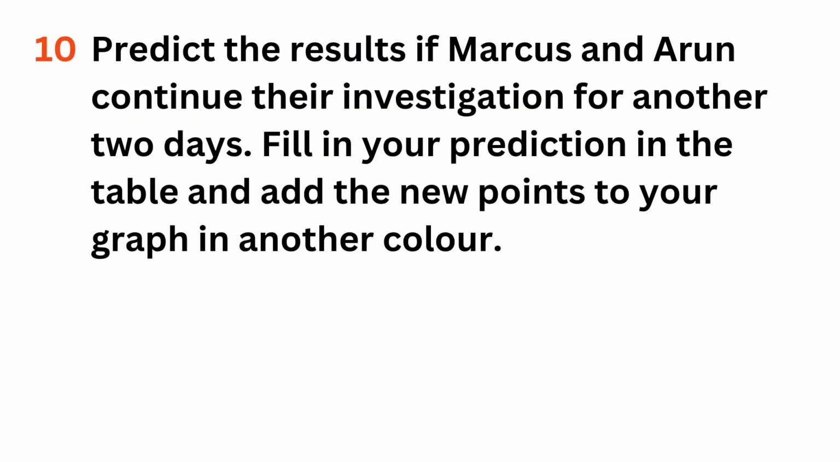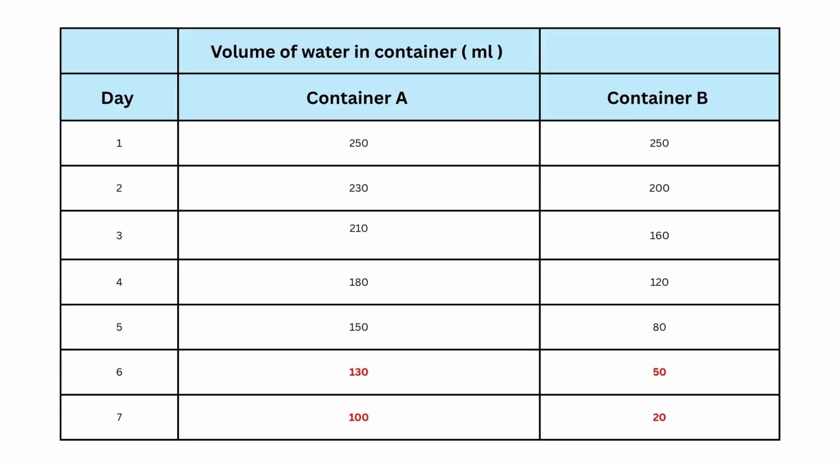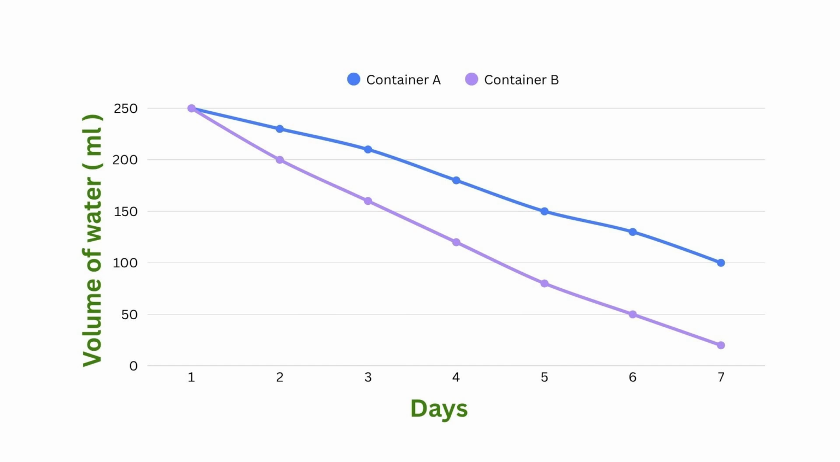Question 10. Predict the results if Marcus and Aaron continue their investigation for another 2 days. Fill in your prediction in the table and add the new points to your graph in another color. So I predict that for the next days container A will be 130 ml and 100 ml, and for container B 50 ml and 20 ml. So this is the result graph for another 2 days.